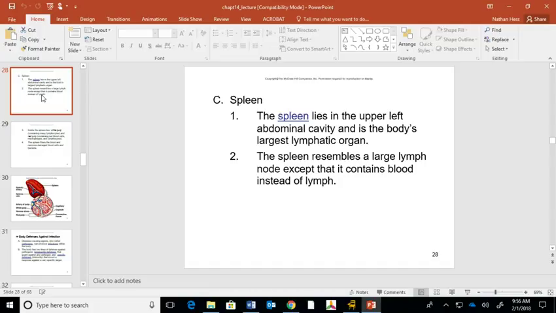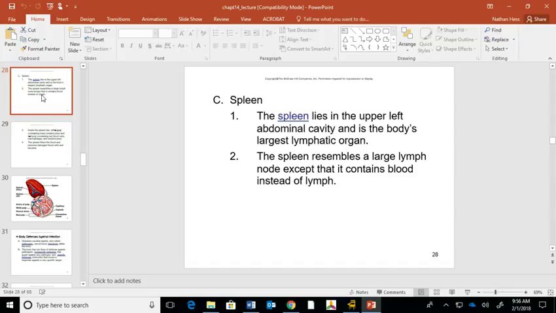The spleen is another one of these organs that's tied into the lymphatic system and really into immunity. It is on the upper left of your abdominal cavity, kind of right in this area here. This is a big, long, thin organ. And it looks very much like a large lymph node, except that it contains blood instead of lymph. So it has these same kind of lymphocytes that are present, but it's actually working them into the blood.